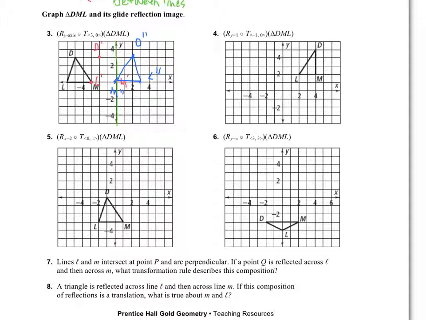Then look at number 4. So this time we're going to take every point and move it 1 to the left and up or down nothing. So we're going to take every point here and just move it to the left first. So let's do that first. So to the left 1, this becomes D prime. To the left 1, M prime. And to the left 1, L prime.